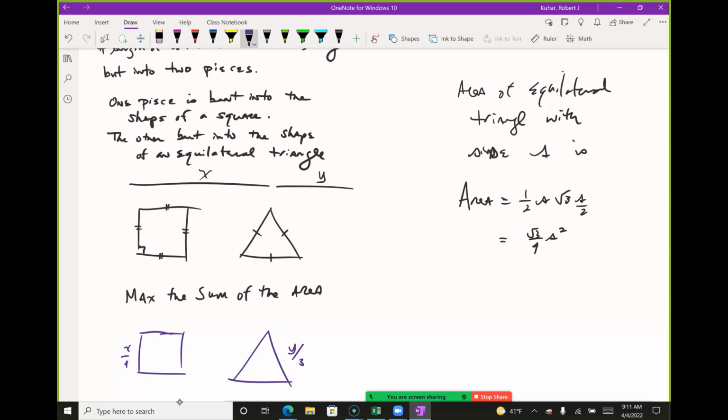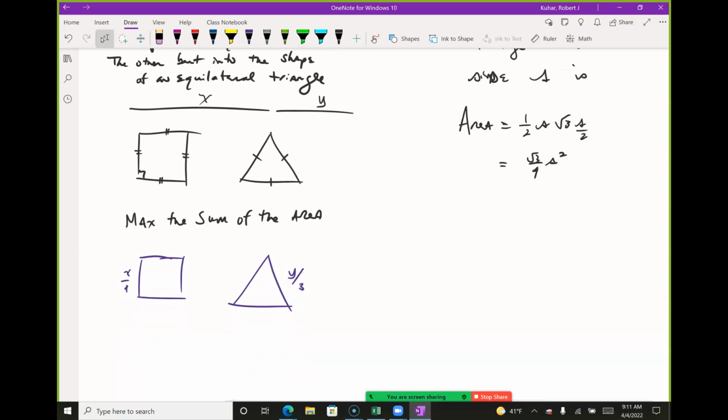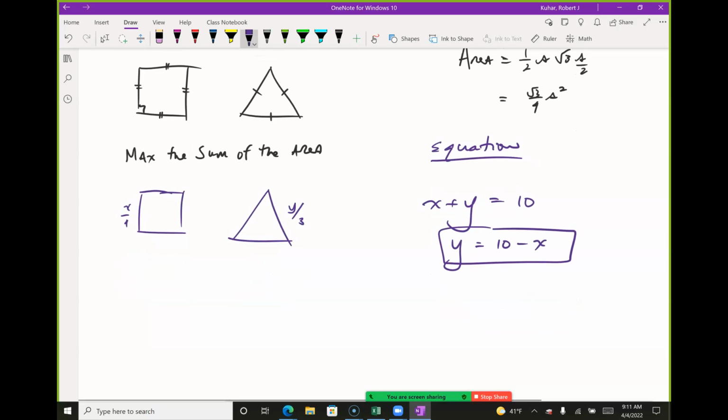4 sides for the square, so I got to bend a quarter of the wire for the square and a third of the wire for the triangle, right? And then I have to figure out the area of each. But what's my equation? x plus y is what? How long is my wire? Equals 10. Yes, so y is 10 minus x. So that's going to be my substitution piece.